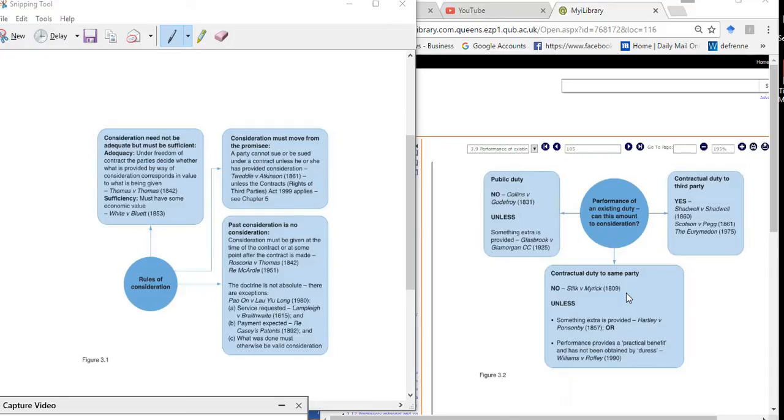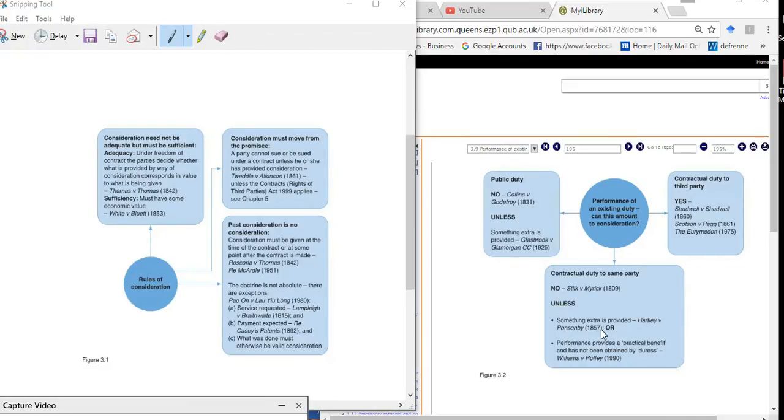So the agreement to give them the deserters' wages was not supported by consideration. Therefore, the sailors did not receive the extra money. If you compare that with Hartley and Ponsonby, as I said, very, very similar facts.